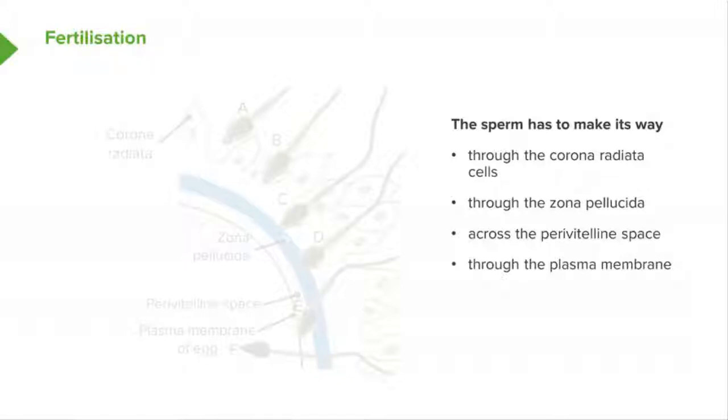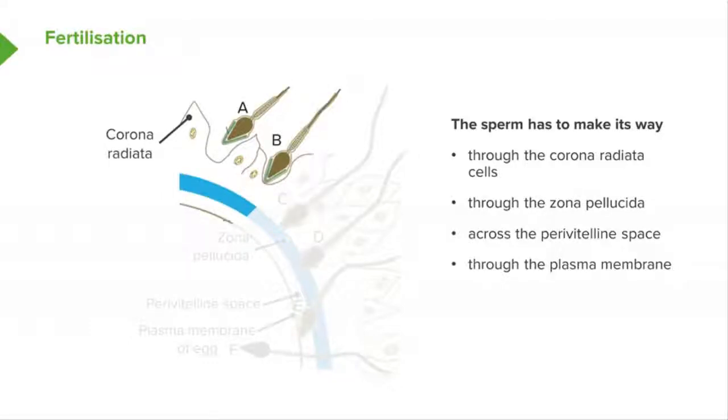Now let's look at the process of fertilisation itself. And this is a tricky business for the sperm to accomplish. When it arrives at the egg, as we've seen, the egg is surrounded by the corona radiata cells. So the sperm has to push its way between these cells in order to reach the surface of the egg.